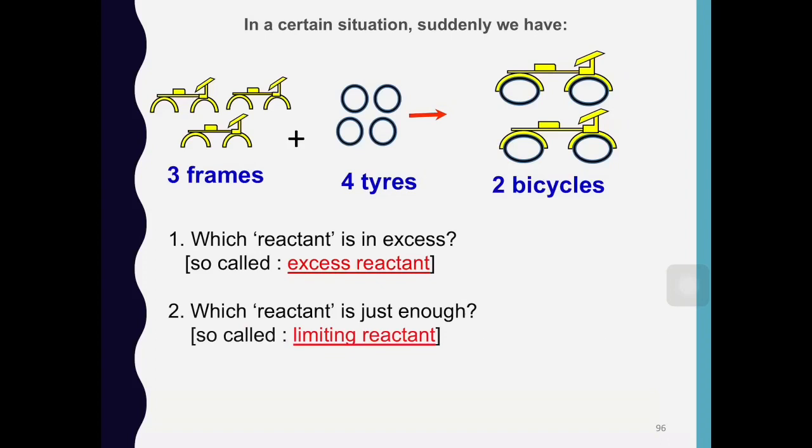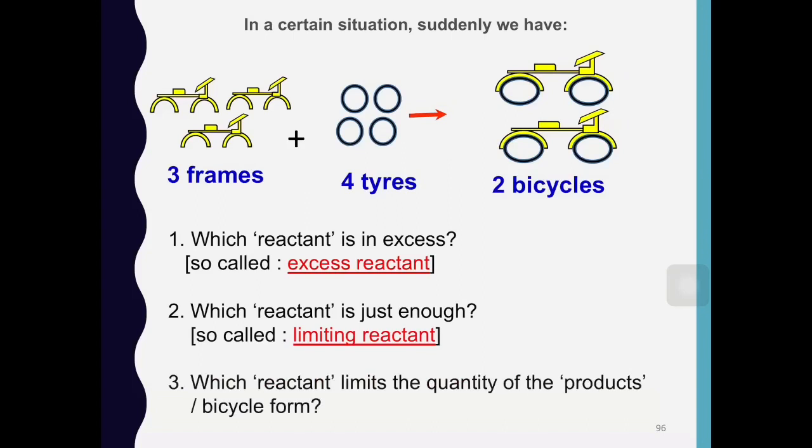So, in other words, the tires limit the amount of bikes that we can build. After the reaction, only 2 bikes are formed and only 2 frames are used to build these bikes. So, we have 1 excess frame. So, in this situation, this is why the frame is the excess reactant, while the tires are just enough to build 2 bikes.